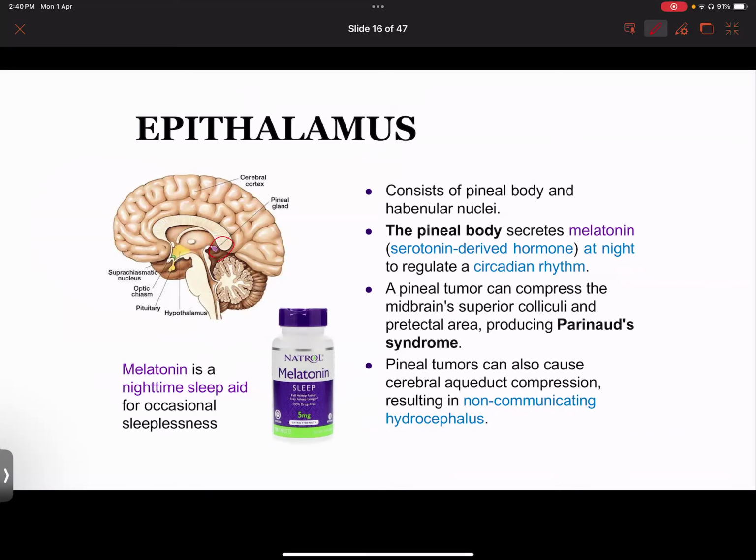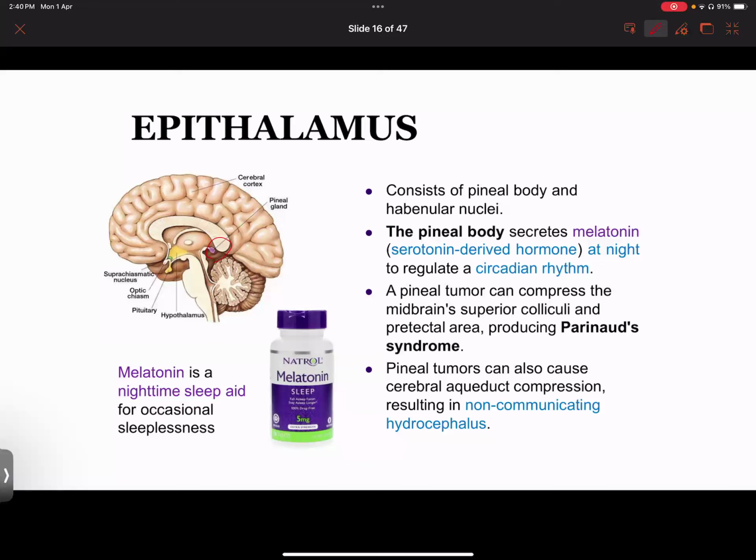You can see how tiny it is, okay? But if we have a tumor there, it's going to compress the midbrain. The midbrain is right here. So if we have a pineal tumor, it's going to compress the superior colliculi of the midbrain, resulting in Parinaud syndrome.